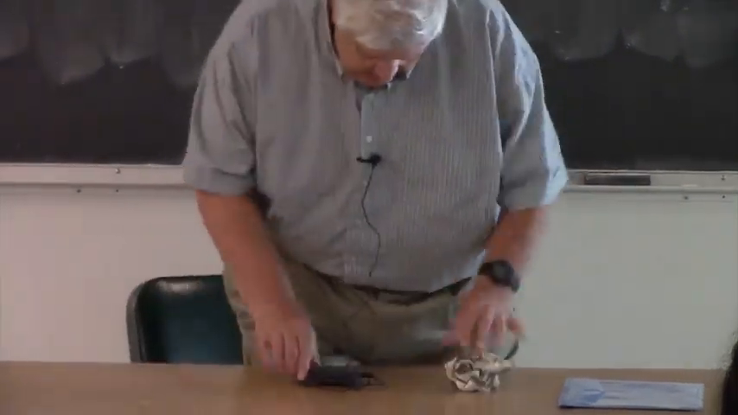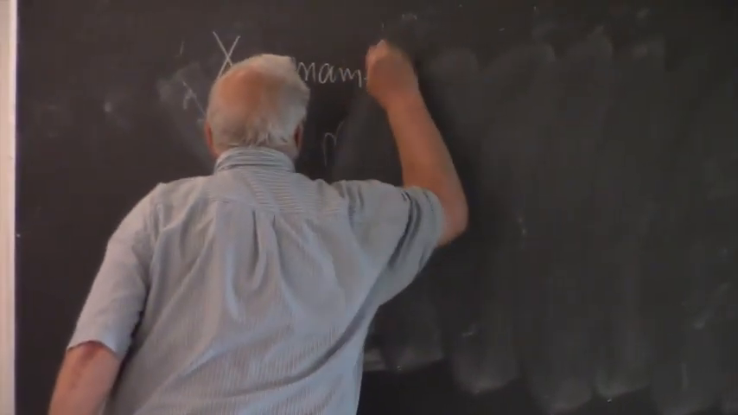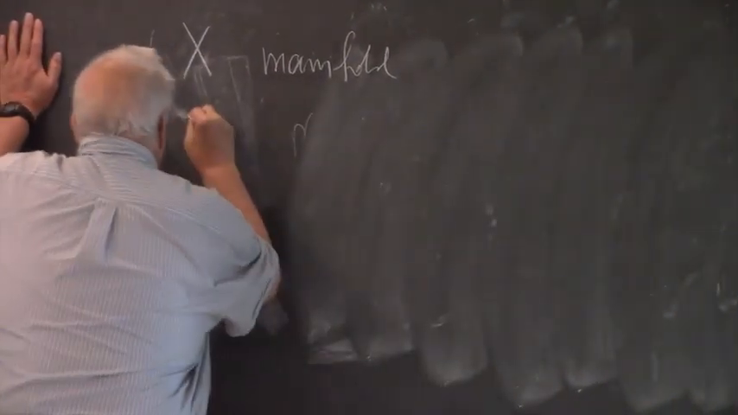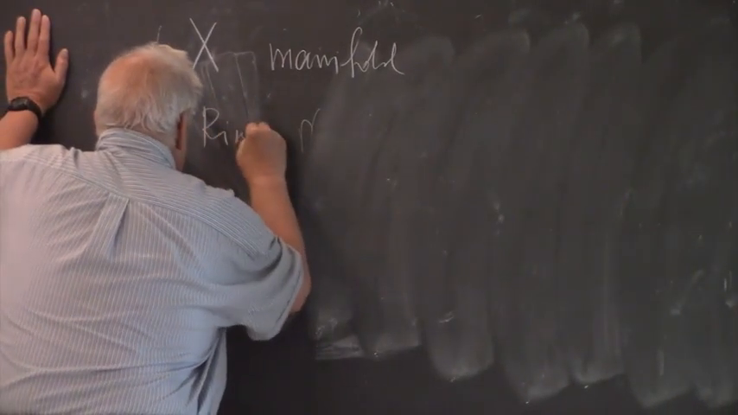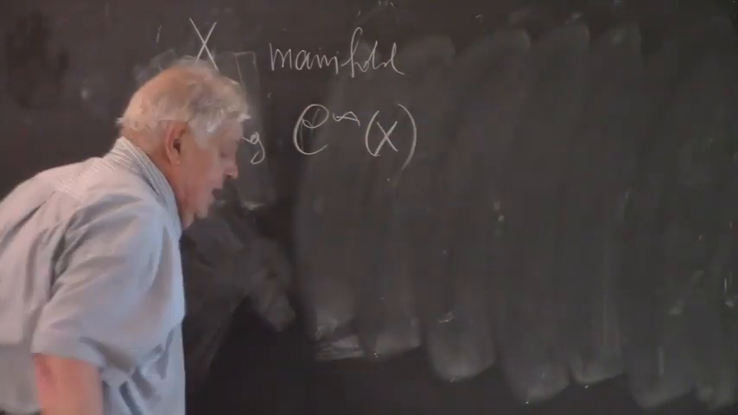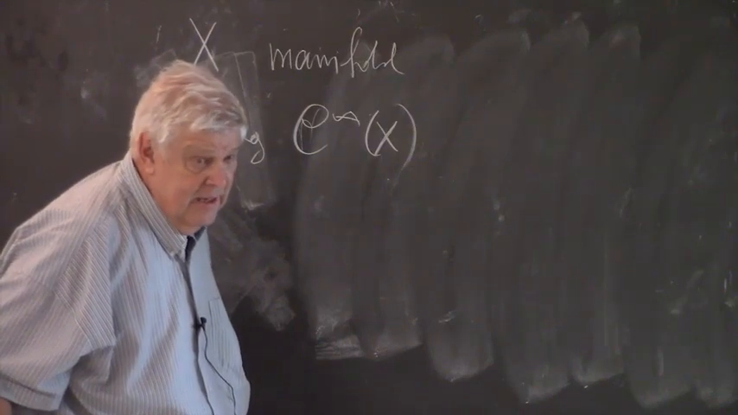So, X is a manifold. Then there arises a ring. There is a ring of functions, C infinity of X, all real valued C infinity functions on X.